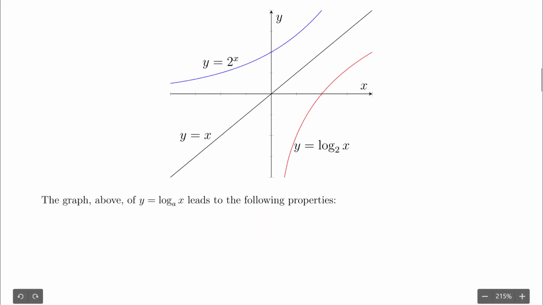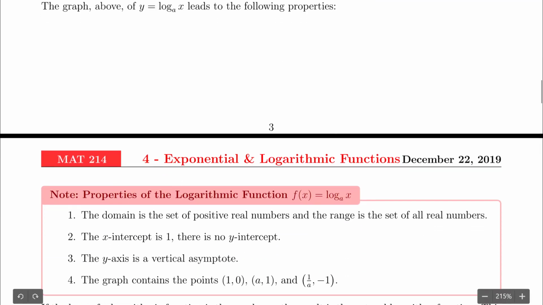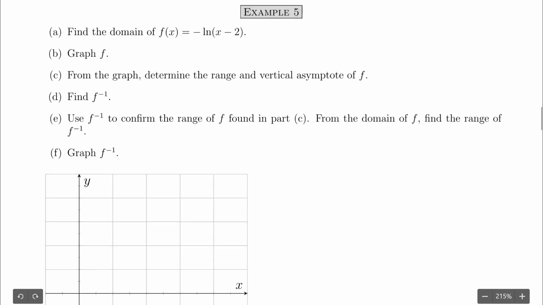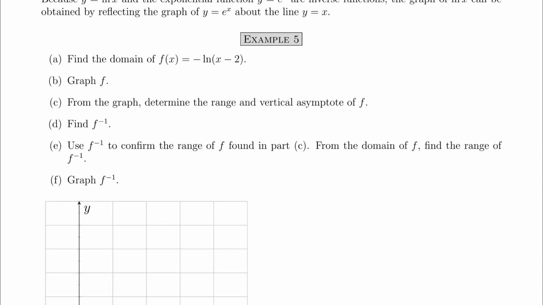Graphs of logarithms, this is going to be just a lot of calculator work. So we'll just jump right down here to example 5. It says first find the domain of the function f of x equals negative natural log of x minus 2. So for part A, we just take the x minus 2. It has to be greater than 0, and that implies that x is greater than +2. So there is our domain. The graph of f, we would just use the calculator. It's negative natural log of x minus 2.